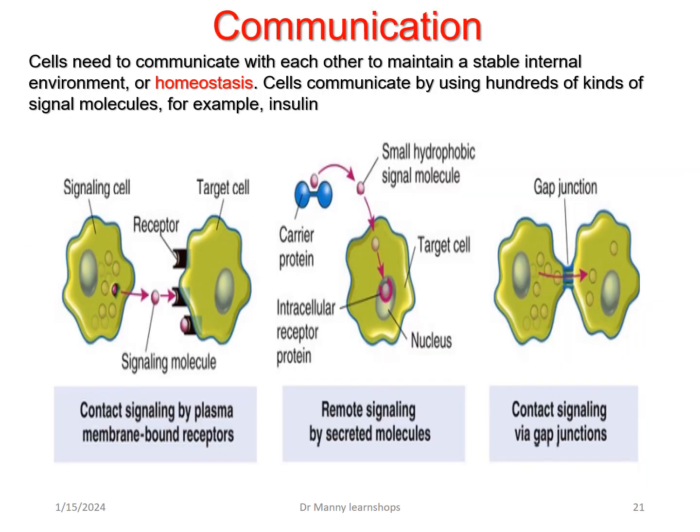Communication is essential for everyone, including cells. In order to maintain a stable internal environment, or homeostasis, cells need to communicate. They do this by using hundreds of kinds of signal molecules. Insulin is an example.